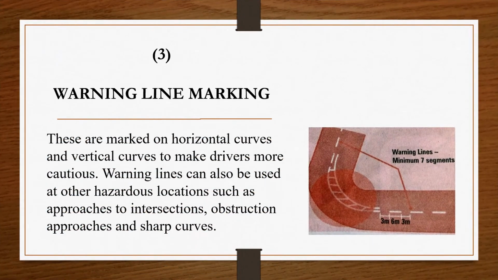3. Warning line markings. These are marked on horizontal curves and vertical curves to make drivers more cautious. Warning lines can also be used at other hazardous locations such as approaches to intersections, obstruction approaches and sharp curves.